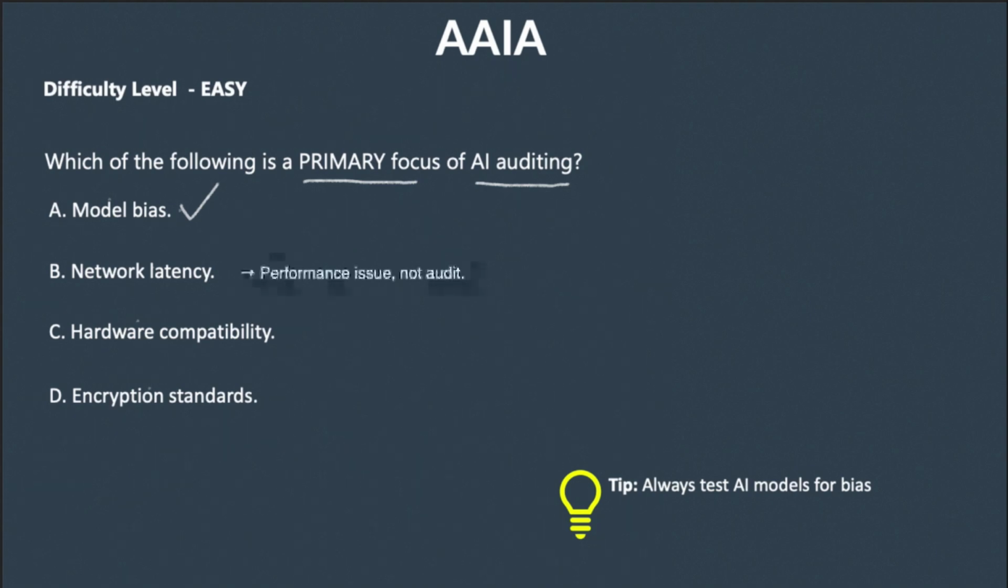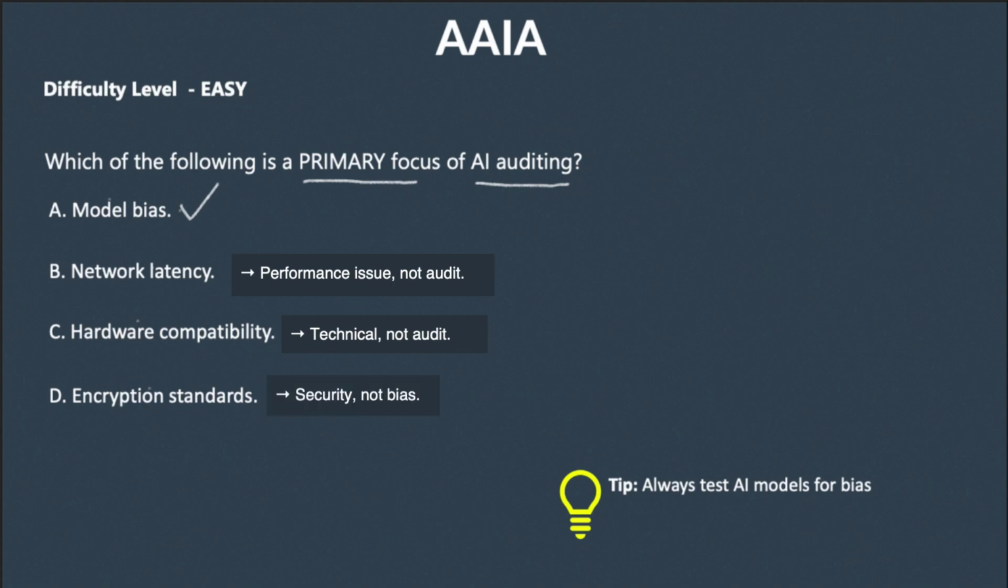So for option B, we have network latency. This is a performance issue, not audit. I have been in a situation where I saw latency affect user experience, but it wasn't an audit concern. So B cannot be the correct answer. So C, hardware compatibility. This is technical, not audit. I've been in a situation where compatibility mattered for deployment, but not for fairness or compliance. So C cannot be the correct answer.